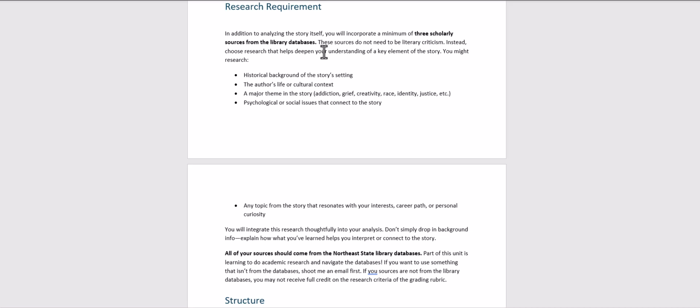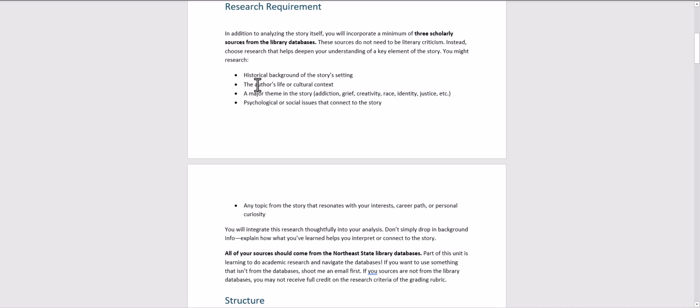But to make this a little more user-friendly, I also encourage you to apply some theme from the short story you've chosen and do research about that. So maybe you don't want to look up articles about Sonny's Blues, but you're going to write about Sonny's Blues. You could look up stuff about the historical background of the story setting, like Harlem in 1957. You could also look into stuff about the author's life, or if there's some kind of cultural context that's interesting.